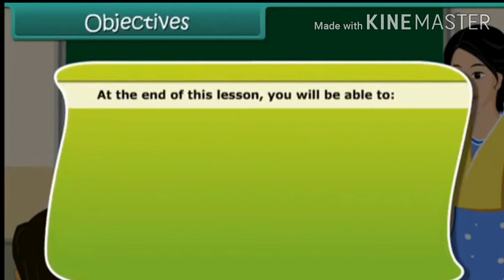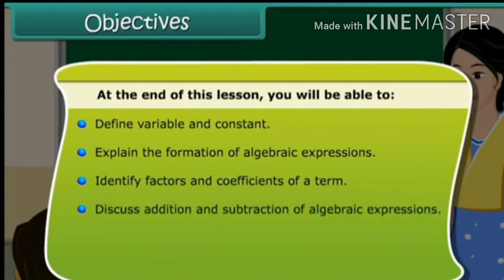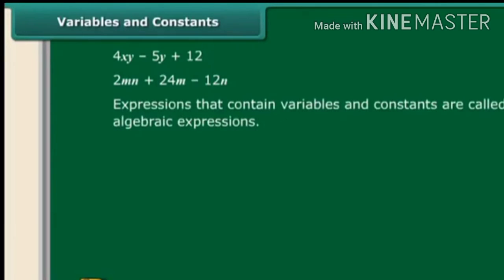At the end of this lesson, you will be able to define variable and constant, explain the formation of algebraic expressions, identify factors and coefficients of a term, discuss addition and subtraction of algebraic expressions, and find the value of an expression. Expressions that contain variables and constants are called algebraic expressions.